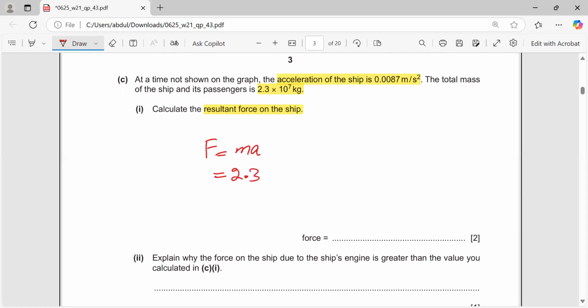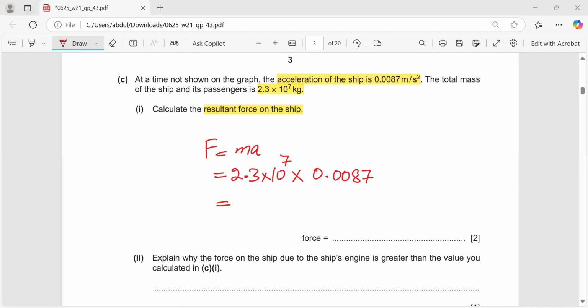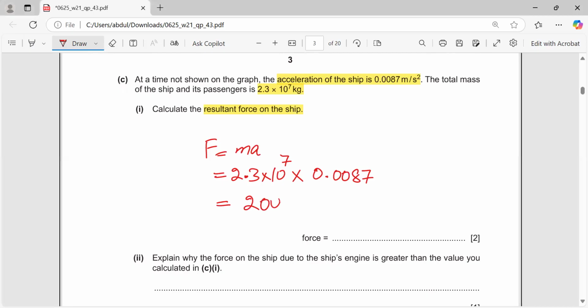Mass 2.3 times 10 raised to power 7 times 0.0087. So when we are simplifying it, 2, 3, and then 1, 2, 3, 4, 5, 6 times 0.0087, we are getting 200. 100. So simply we can write 2.0 times 10 raised to power 5 newtons.